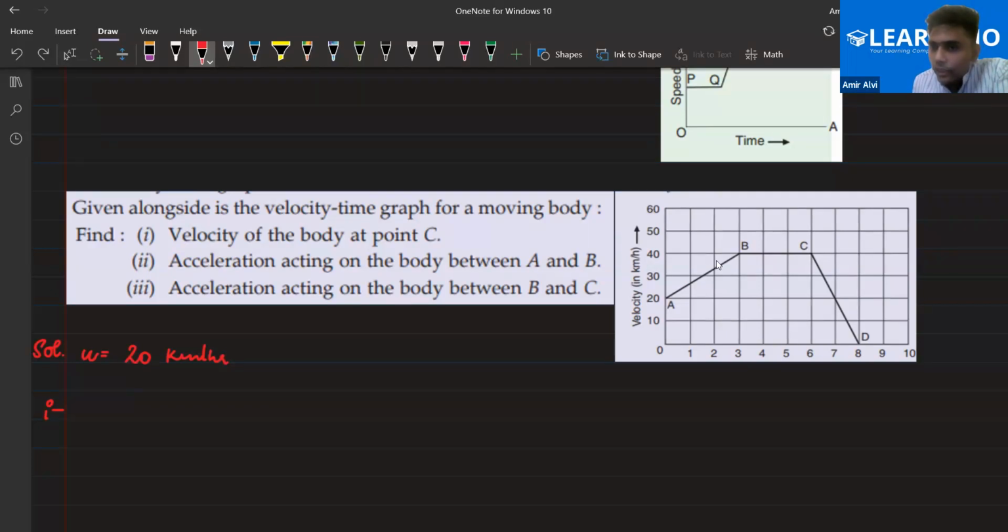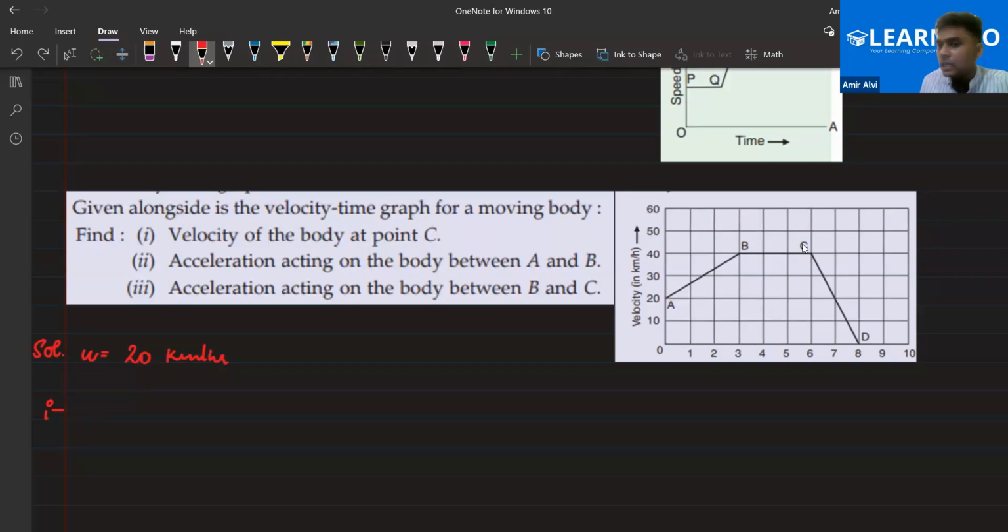The graph is going in the upward direction, and this is a velocity time graph. It means that the slope of this graph will give you the acceleration. So this graph is going upward, so it is accelerating, right? From A to B, the velocity has increased. This is 20, this is 40. At point B, the velocity is 40. Yes or no, Sarah and Farhan? Yes, sir.